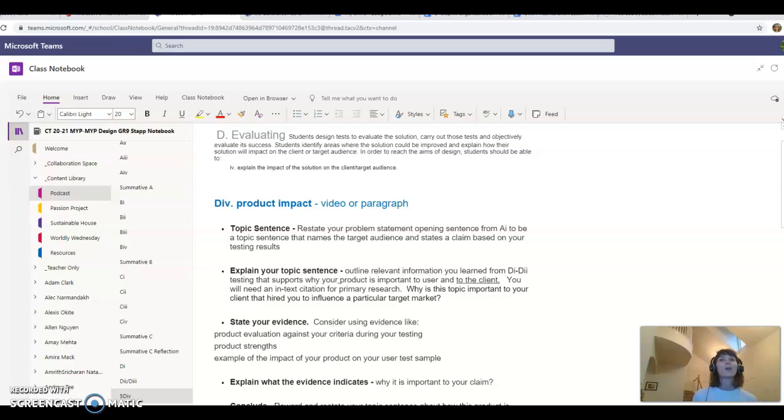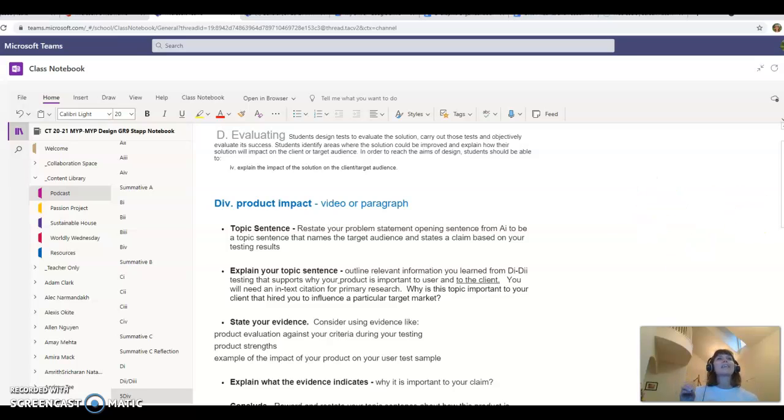Who is our target consumer here? Restate your problem statement opening sentence to be a topic sentence. You're going to name that target audience. You're going to be specific again. It's not just people out there. Who is your target audience? Who are your target consumers?